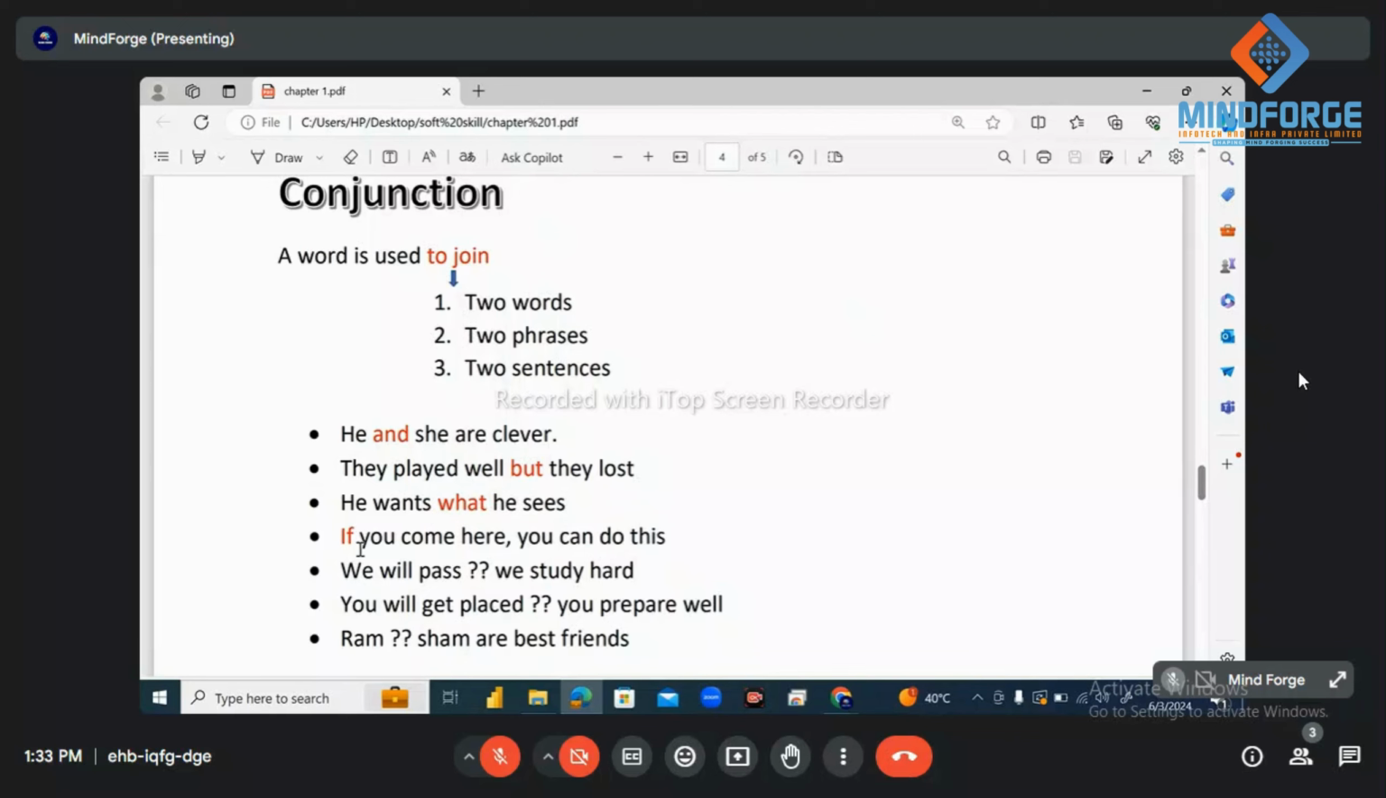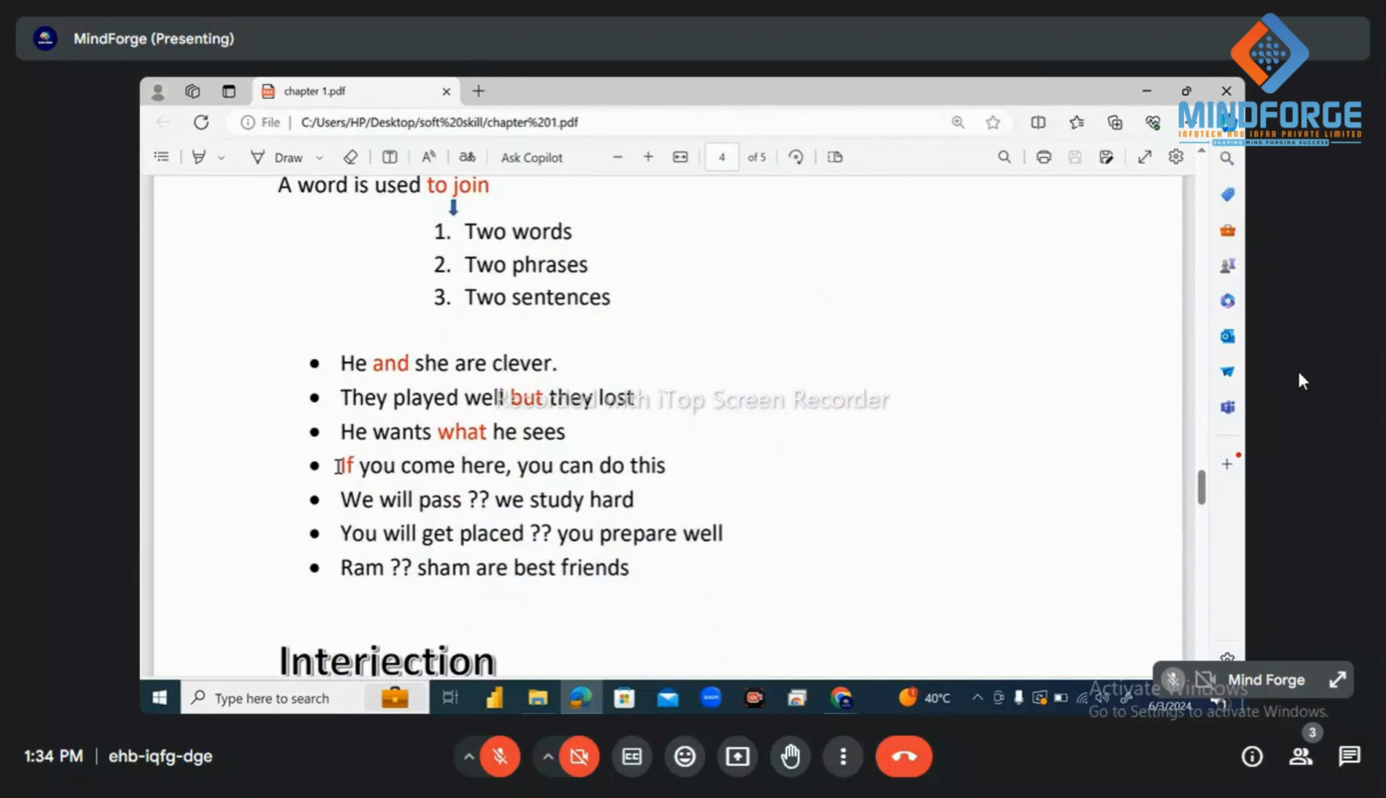Okay. If you come here, you can do this. If I read this sentence without if, you come here, you can do this, you can see there is no meaning to this particular sentence if I am not using this conjunction. So yes, the conjunction could be anywhere, not only in the middle, it could be at the starting of the sentence as well, right? If you come here, you can do this. So if is also a conjunction.